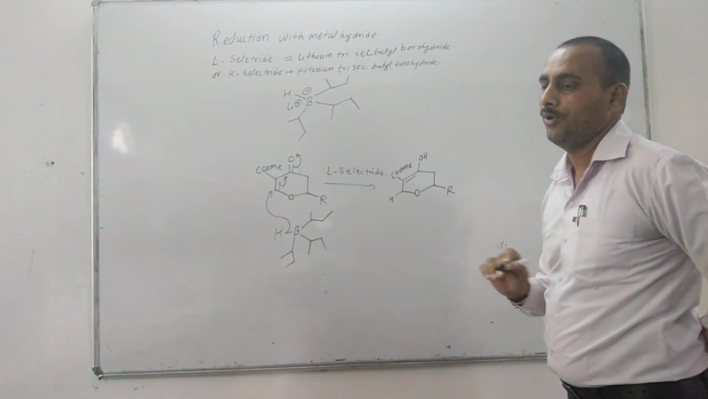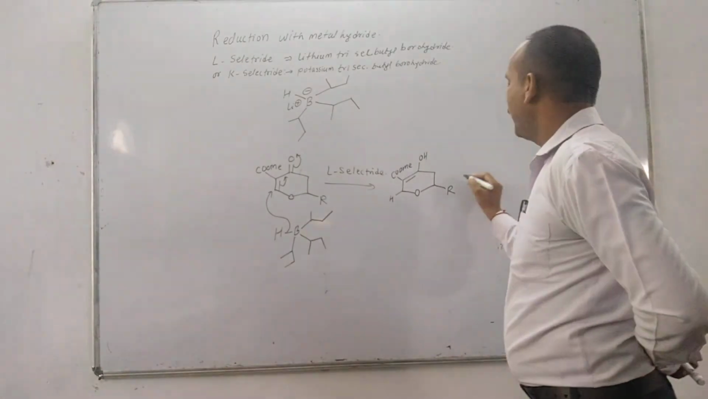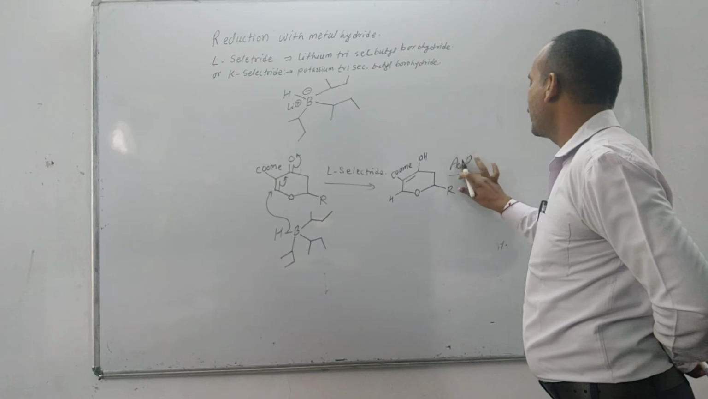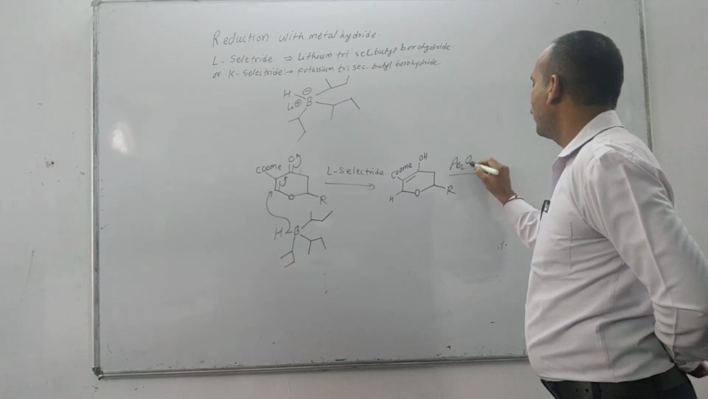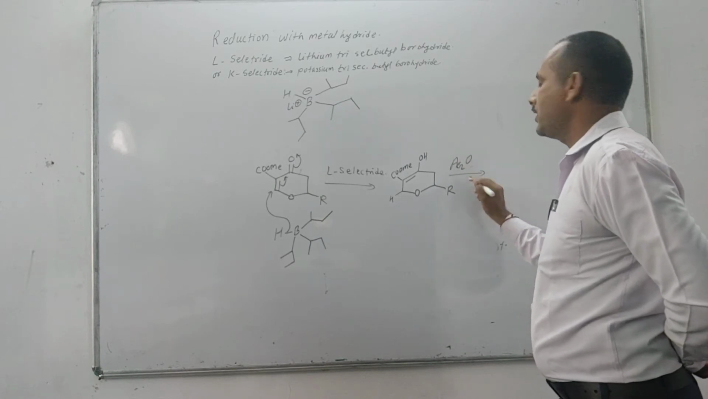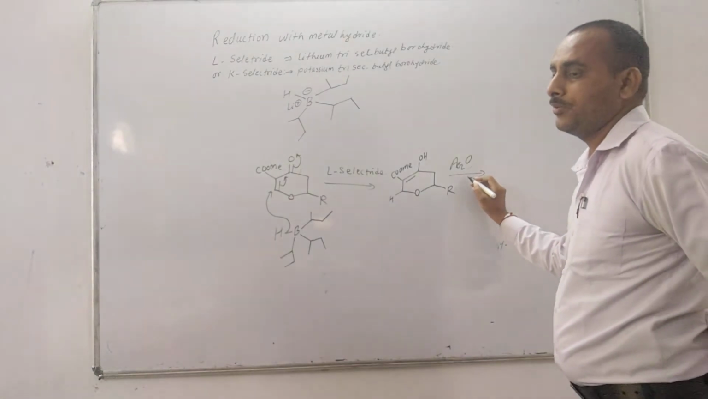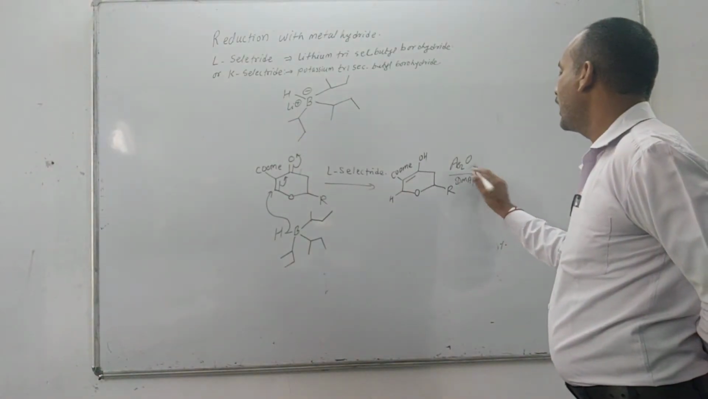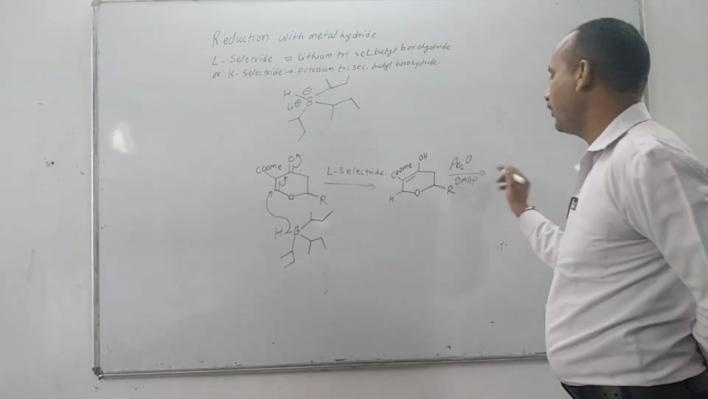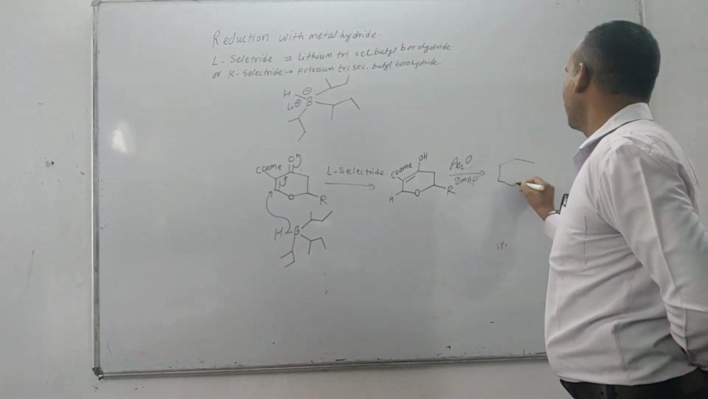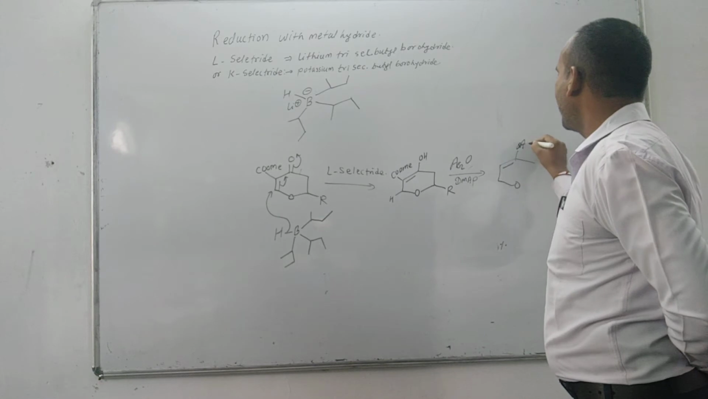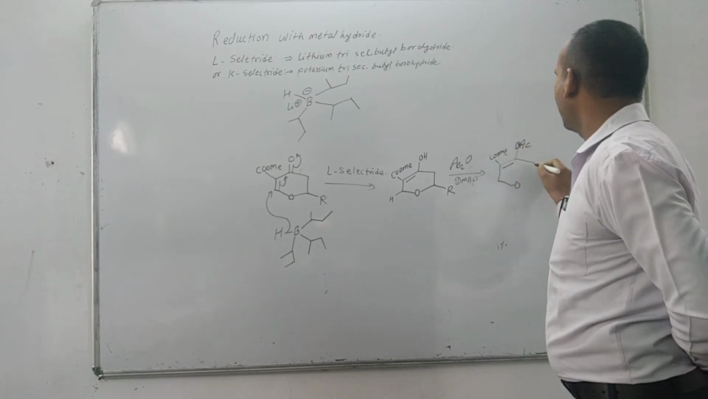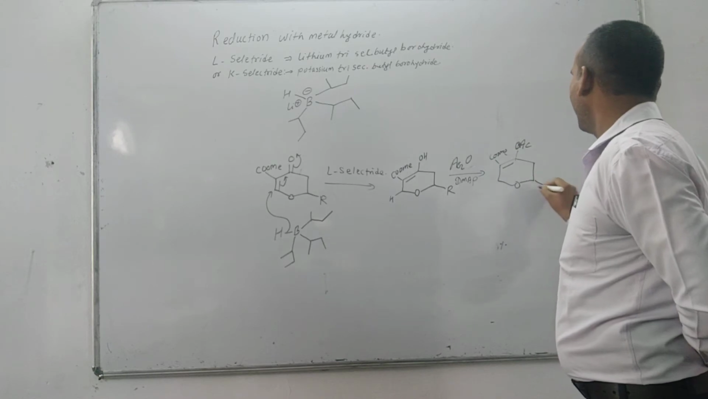This product is formed. And again there is acetic anhydride, Ac2O, in the presence of DMAP. Acylation of this hydroxyl group takes place to form OAc plus COOMe. Here the R group remains as it is.